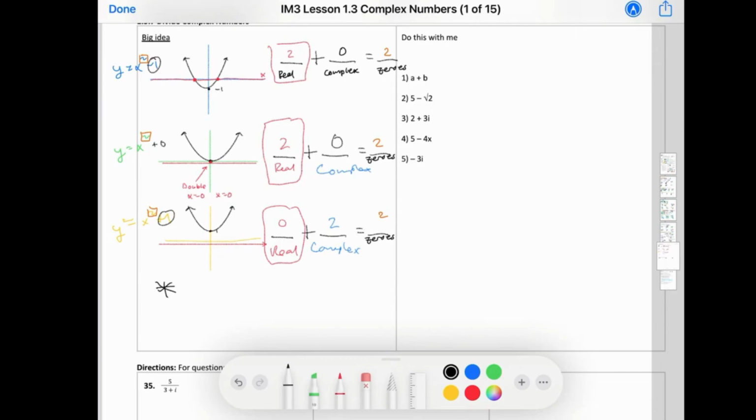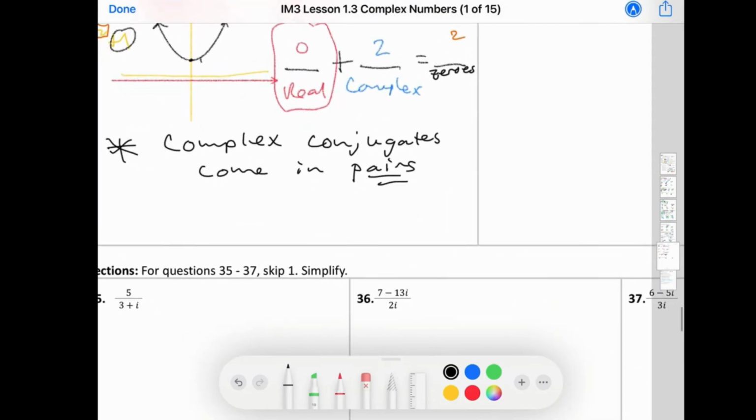That's a star. Complex conjugates come in pairs. How many is a pair? There's 2. And here I'm going to drive it home right here.